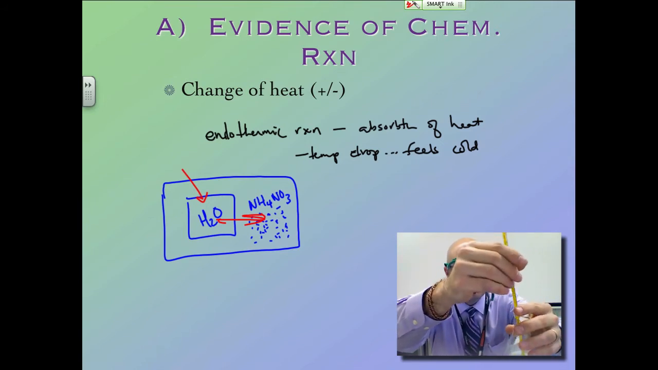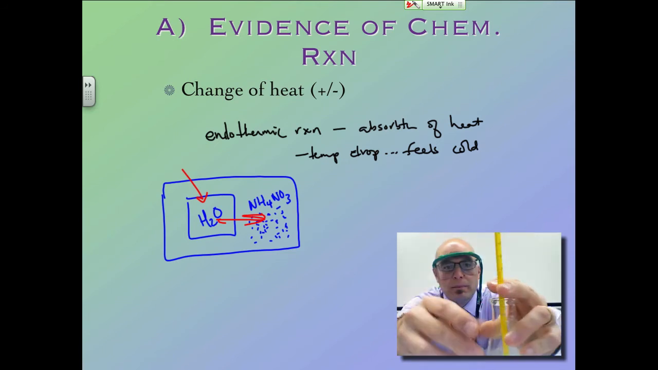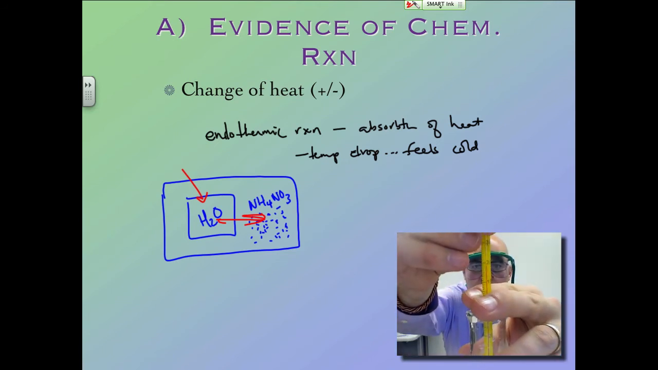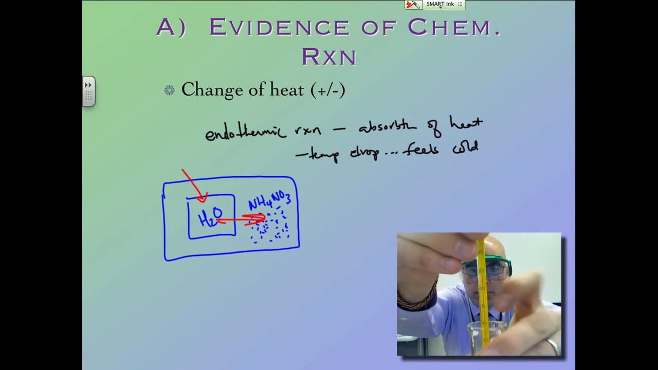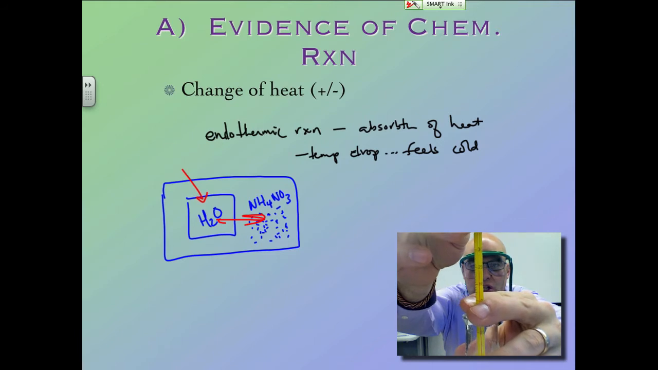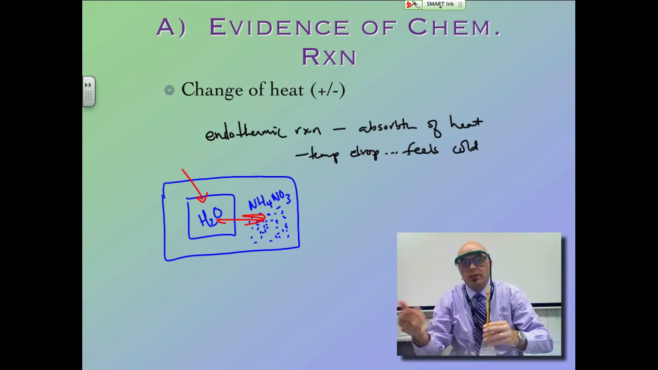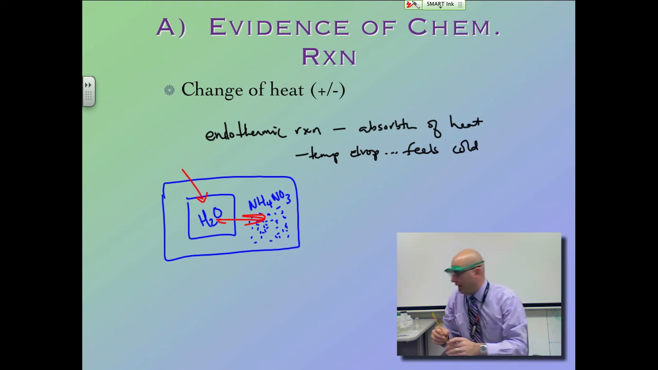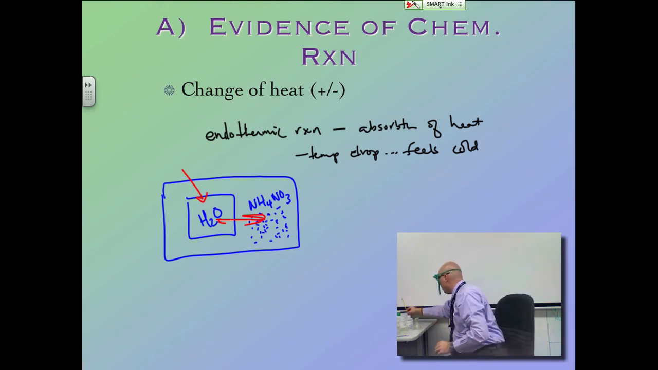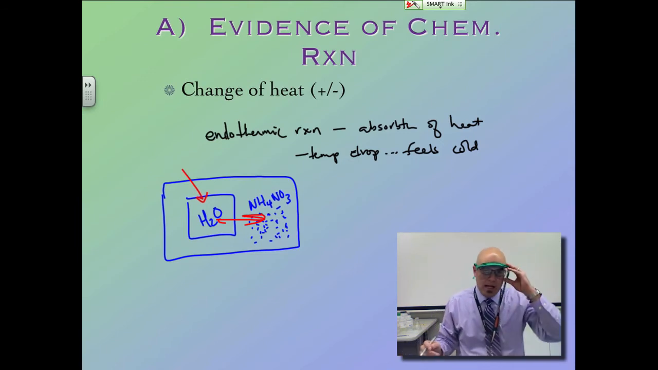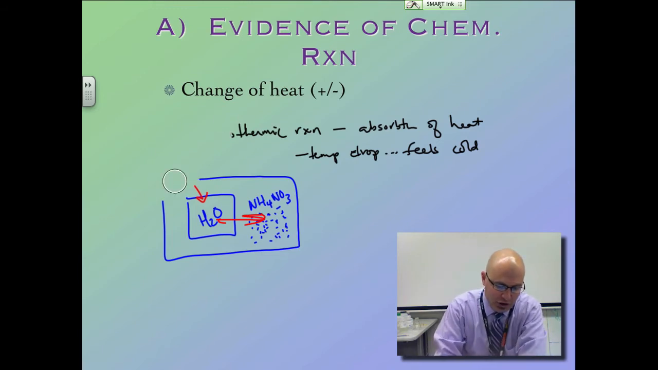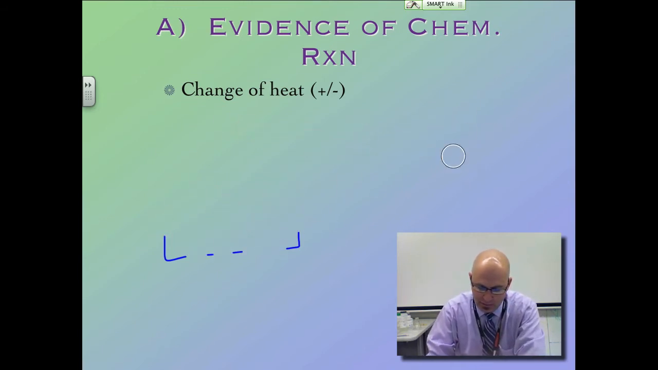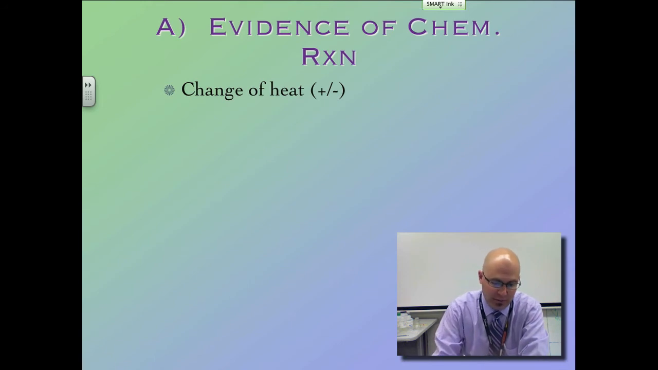You can't see it too much, but notice that I'm now down to about 18 degrees. I put just a little bit, so obviously it's not a very strong concentration, but it's gone from 21, 22 degrees to about 18 degrees. So again, that is an endothermic reaction. It's getting cooler, okay? I will show an exothermic as I move along with the next one. So that's change of heat in the negative direction in terms of temperature.